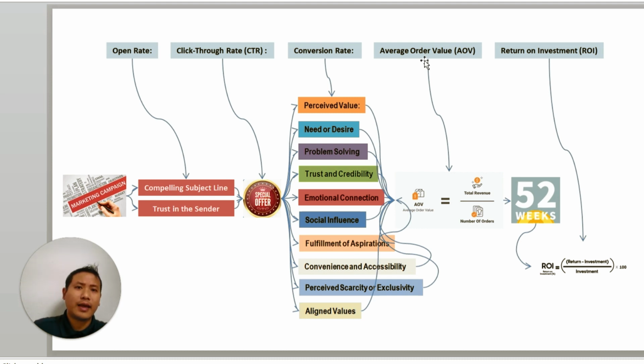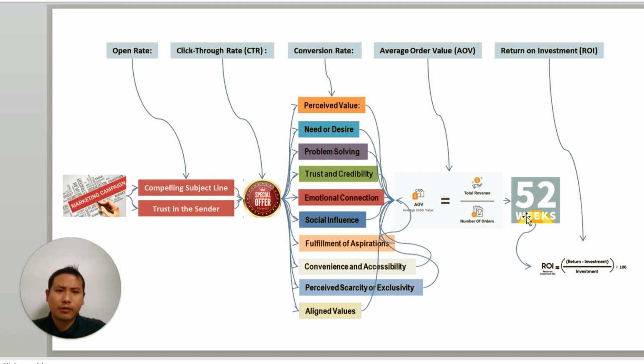So now the average order value is something that you have to consider as well. So the average order value, right? It's total revenue divided by the number of orders. So if you're selling products, or not necessarily products but services, this formula always applies to the calculations, right?